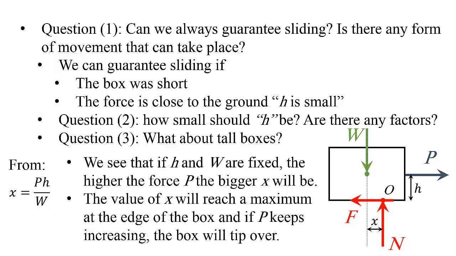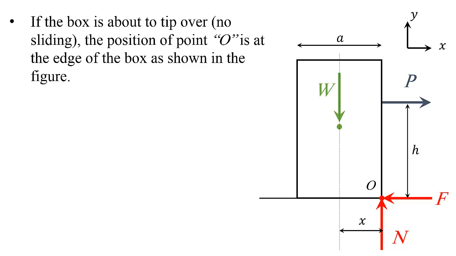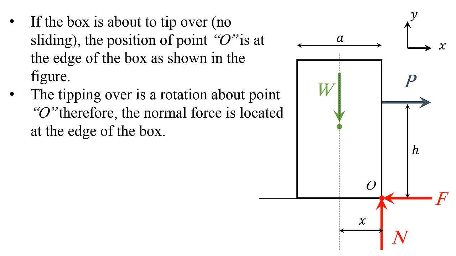And if it tends to go there by increasing P, that means I will not have sliding anymore. I will have a tip over. The box will tip over. So let's look at this tall box. If the box is about to tip over, meaning no sliding in this case, the position of point O is at the edge of the box, as shown, since tipping over is a rotation about point O. Therefore, the normal force is located at the edge of the box. That's another way of looking at it.